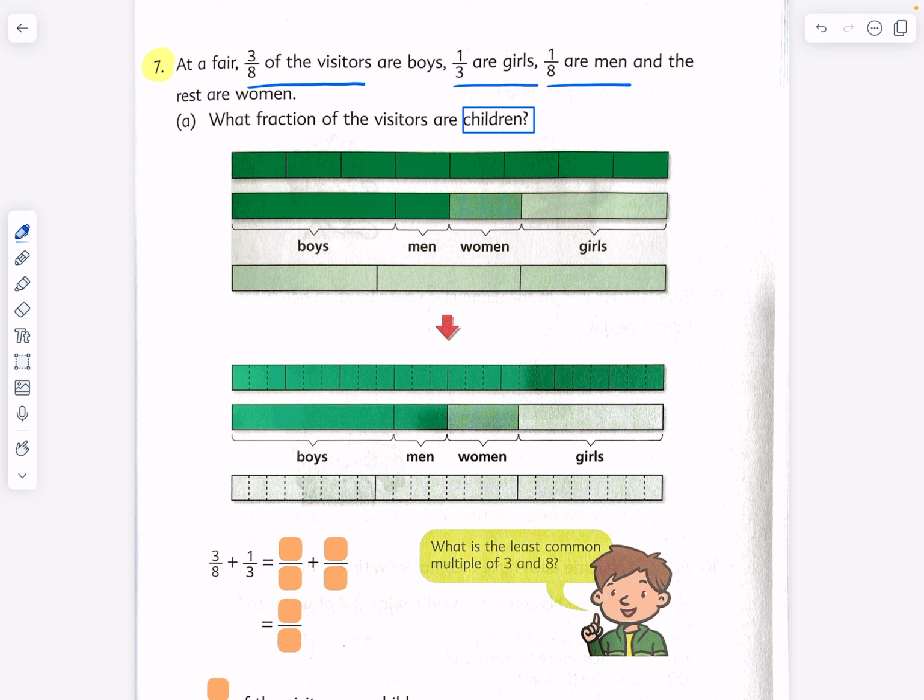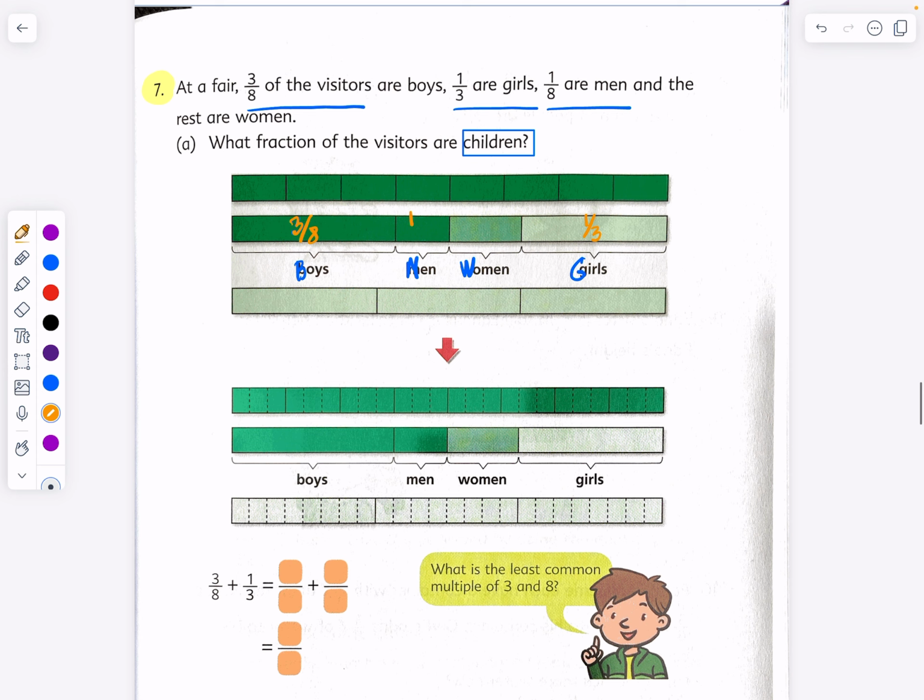So at a fair, who is the problem talking about? It's talking about B for boys, M for men, W for women, and G for girls. What is the problem talking about? It says that 3/8 of the visitors were boys. Let's label, let me pick up a different color, a nice bright color. Let's label 3 out of 8 are boys, 1/3 are girls. You don't have to make a precise drawing. And 1/8 are men.